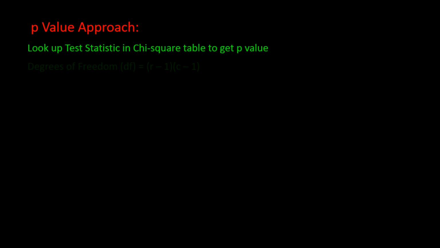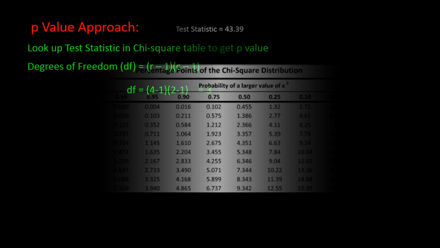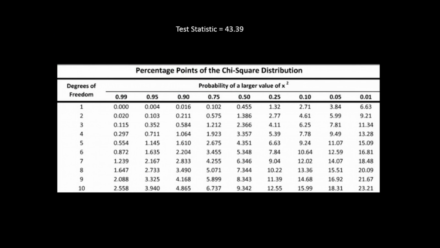In order to use the p-value approach, we must look up the test statistic in the chi-square table under the same degrees of freedom we used before. Degrees of freedom is R minus 1 times C minus 1, which is 4 minus 1 times 2 minus 1, which is 3.